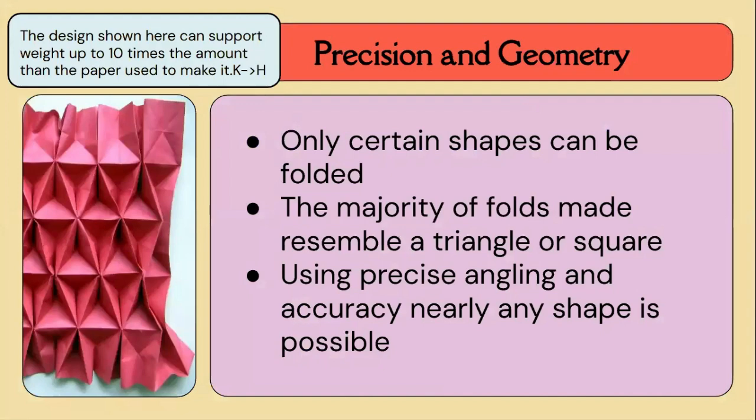To dive more into the math topic of origami, only certain shapes can be formed with origami. Most of those are triangles or squares, but using those shapes specified, you can make almost any shape imaginable, which is pretty impressive considering the only shapes used are squares and triangles.